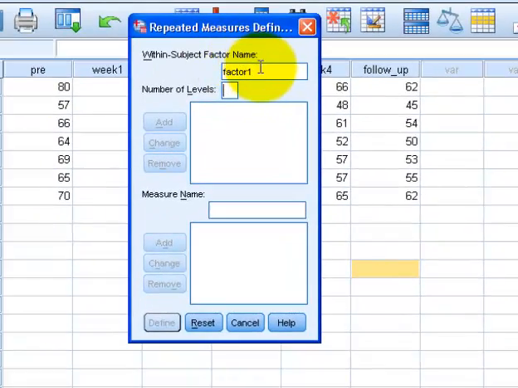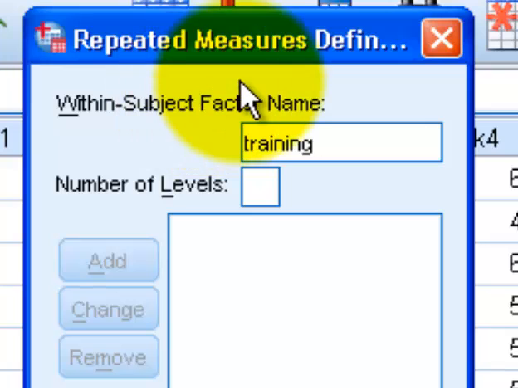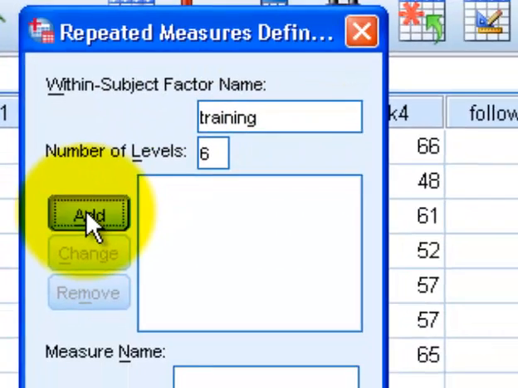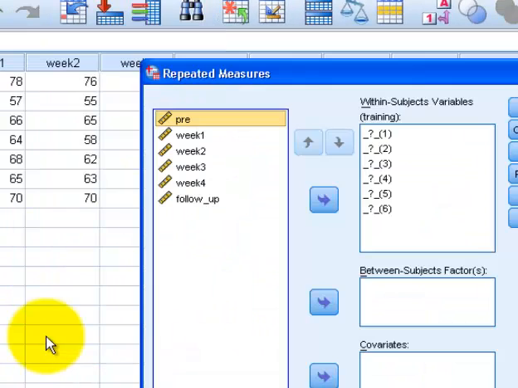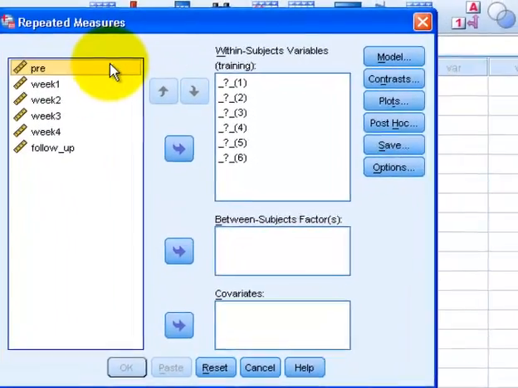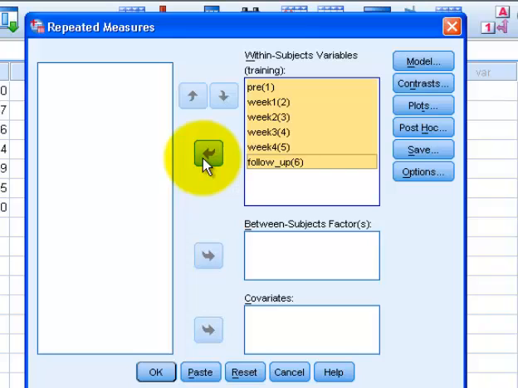You're supposed to name this first factor. I'm just going to call it training. A lot of times it's just going to be time. And we have 6 levels. We're going to add it. We need to define the levels. This part's easy. That's just all of these. So let's see what we have to look at here.